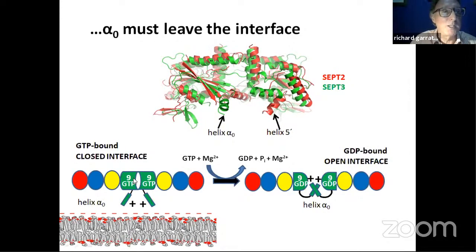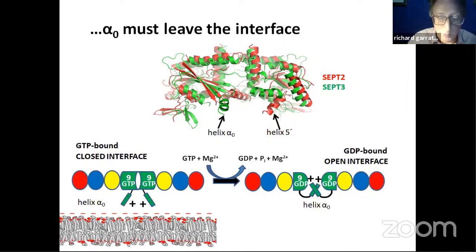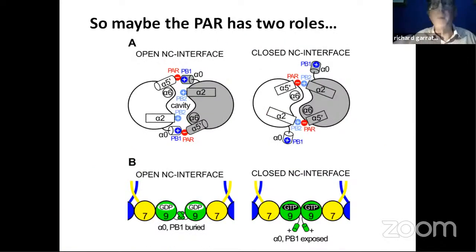So in the presence of GTP, positive charges are exposed that can interact with negatively charged membranes. Hydrolyze GTP to GDP, that opens the interface, and the positive charges can be safely hidden away out of harm's way. So that would be a mechanism by which you could control how the filament interacts with and comes off from membranes.